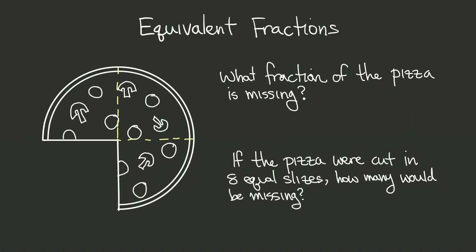And so that's going to be the denominator of our fraction. And then the numerator of the fraction is going to be the number of parts that are missing. So here we have 1 part missing. So 1/4 of this pizza is missing.